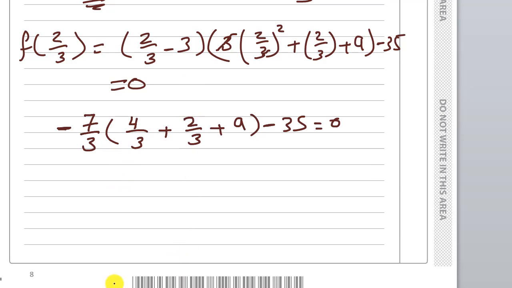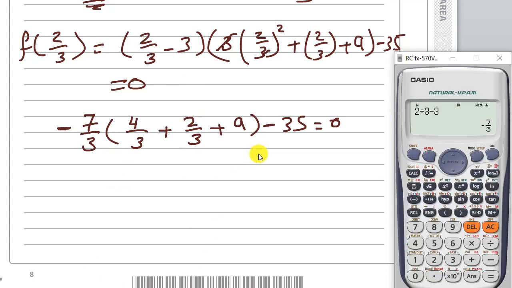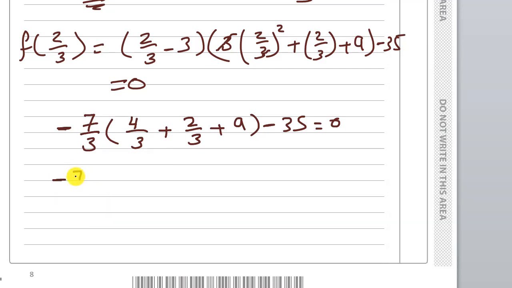So let us start to add and multiply. We have 4 divided by 3 plus 2 divided by 3 is equal to 2. So it's a minus 7 over 3, 2 plus a minus 35 equal to 0. Let us multiply by 3 over 7.